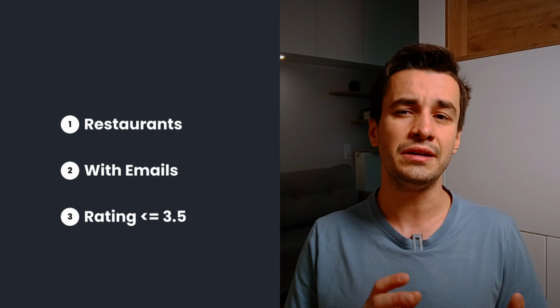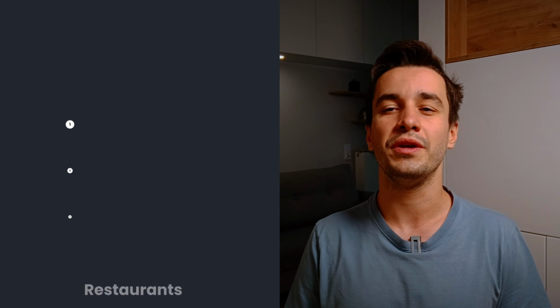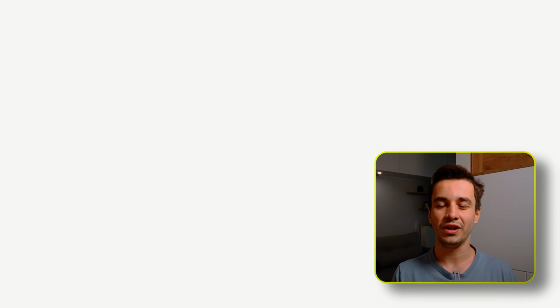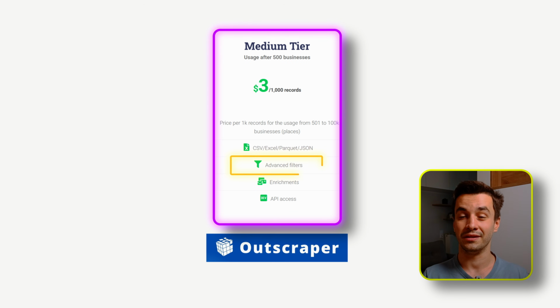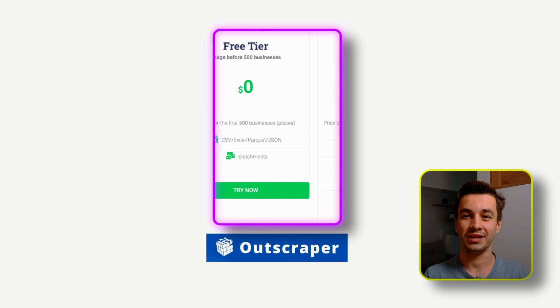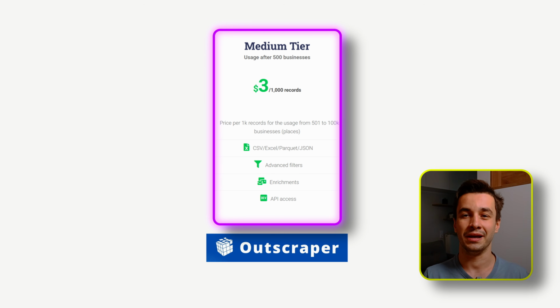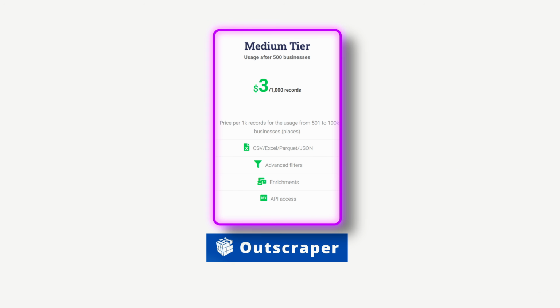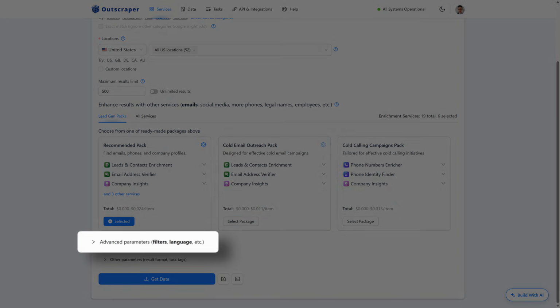I want to target restaurants, yes, but only those with at least an email address and with a rating equal or below 3.5 stars. Advanced filters are listed on the paid tiers. The free tier gets the basic form. Fortunately, I subscribed to the paid plan, so I can show you. The filters are hidden within the advanced parameters option.